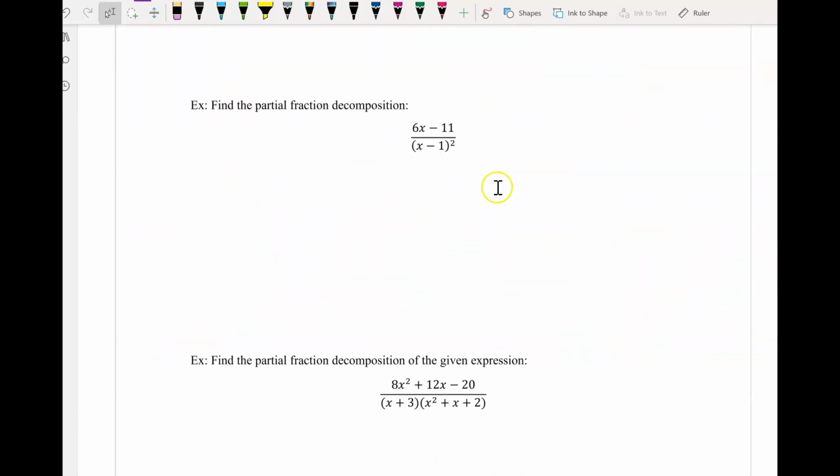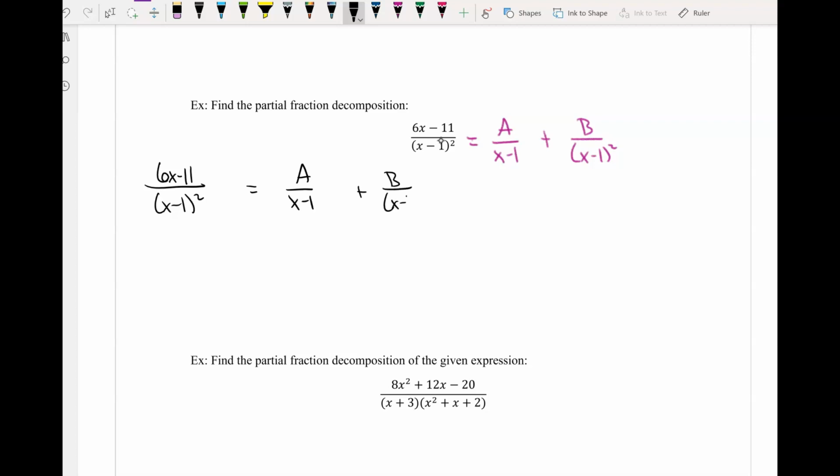This one's not as scary as the other one. So all we have is repetitions here. And luckily for us, this is already factored. So this is going to be A over x minus 1 plus B over x minus 1 squared. So not something too bad. So let's rewrite this: 6x minus 11 over x minus 1 squared equals A over x minus 1 plus B over x minus 1 squared.